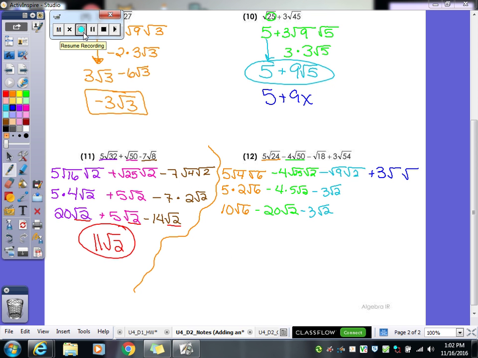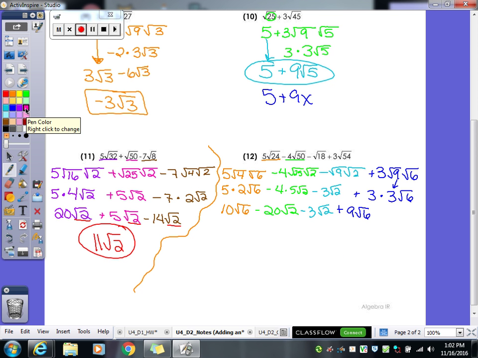54 is always a tough one. Does anybody know the perfect square that goes into 54? 9. 9 times what? 6. Very good. So 9 comes out as a 3. And then I got to do it times the 3 that was already there. So that gives me a 9 radical 6.